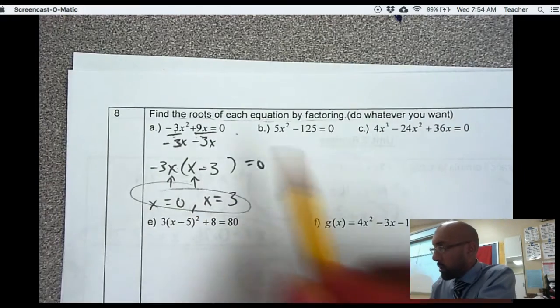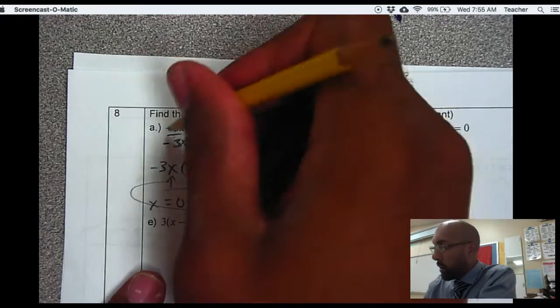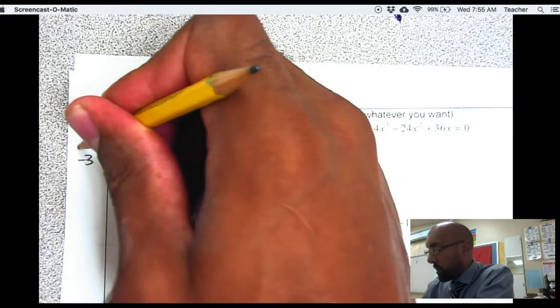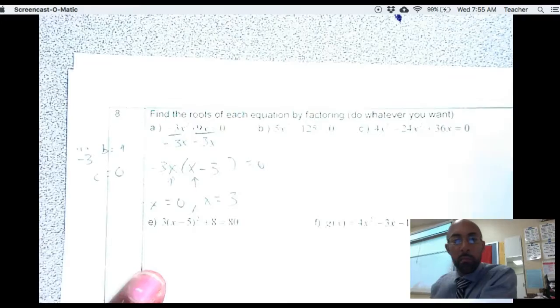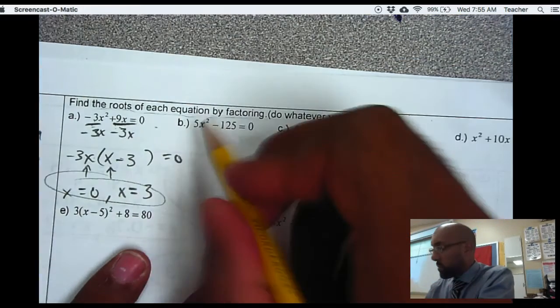You could also do the quadratic formula if you'd like. The A would be 3, the B would be 9, and then since there's no C term, it's 0. All right, so now the next one.